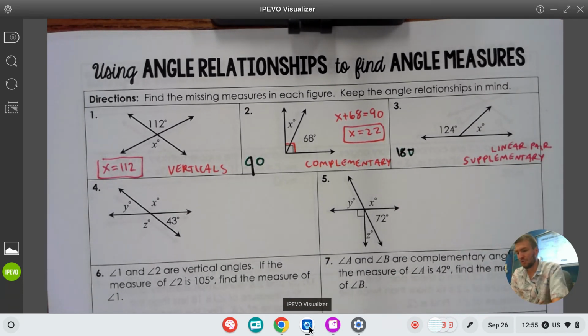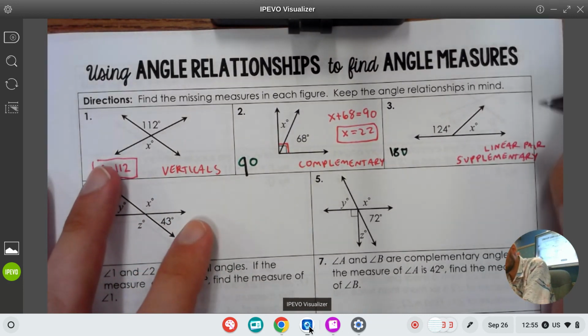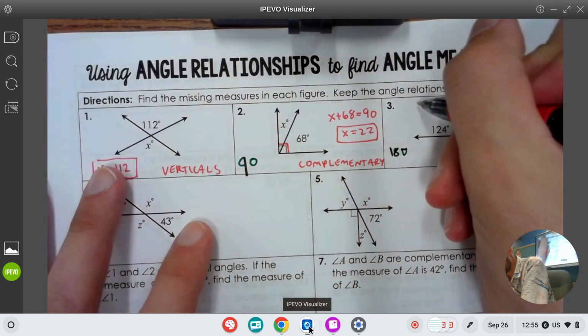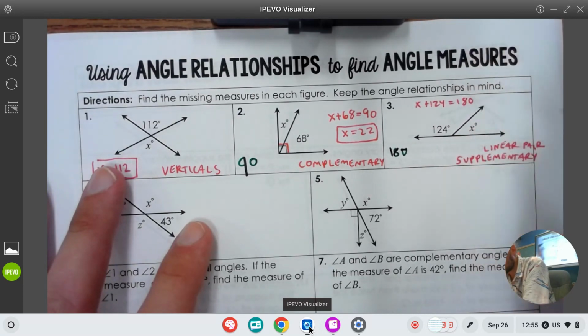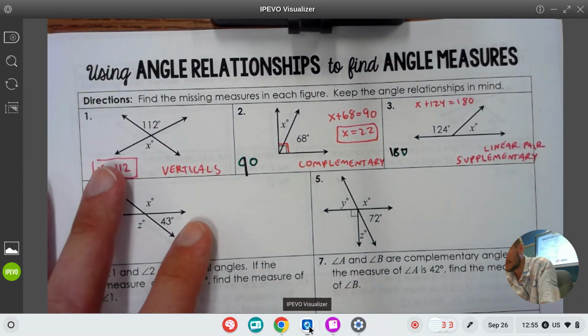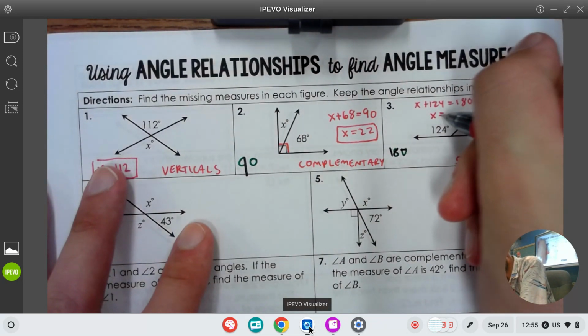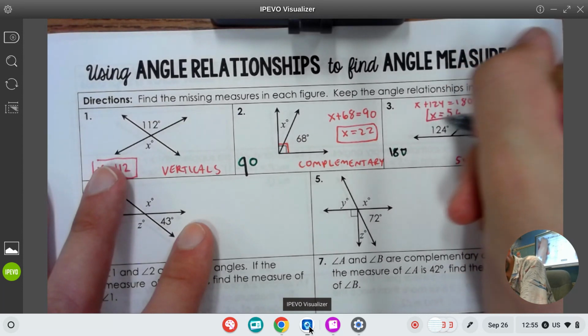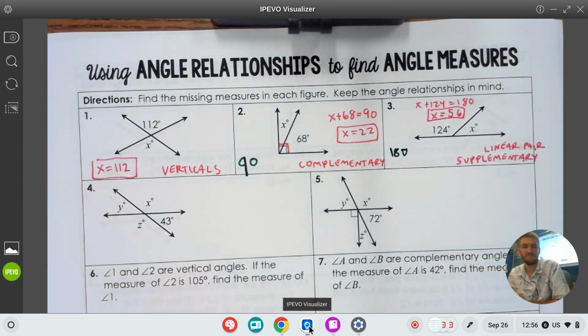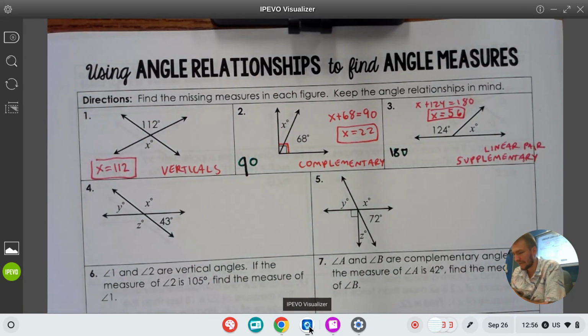Same as number two. What is our little short equation going to be for number three? X plus 124 equals 180. Who can calculate that for me? What do you say? I agree with you, 56. Easy, clean. We're not really sweating all that. Not too bad.